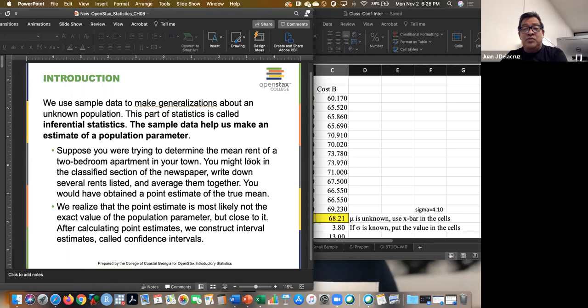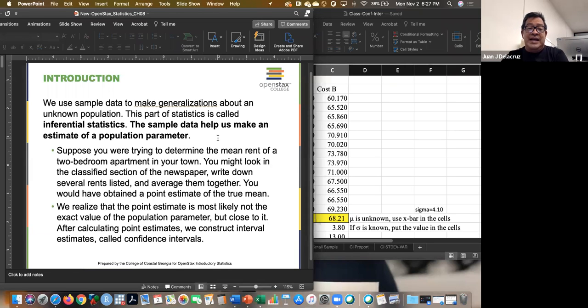The sample data help us make estimates of population parameters. Once again, we don't know the population parameter. In this case, I don't know the value of mu, so all I can do is take a sample and make that inference. For that, I am going to build a confidence interval that allows me to speak not precisely, but with a certain degree of confidence. This is a very good example. Suppose you were trying to determine the mean rent of a 2-bedroom apartment in your town. You live in New York, you want a 2-bedroom apartment, and the first thing you do is open the newspaper and take a sample of 2-bedroom apartments, right?